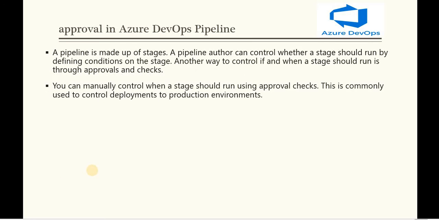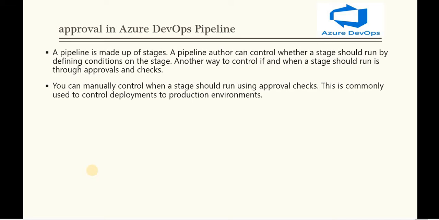The next concept is approval in the Azure DevOps pipeline. As the word says, approval means, suppose we are going to deploy our code to the server, then whose approval is needed for deploying that code is related to this. A pipeline is made up of stages. A pipeline author can control whether a stage should run by defining conditions on the stage, or another way to control if and when a stage should run is through approvals and checks.